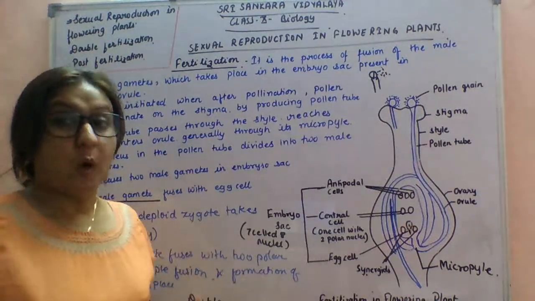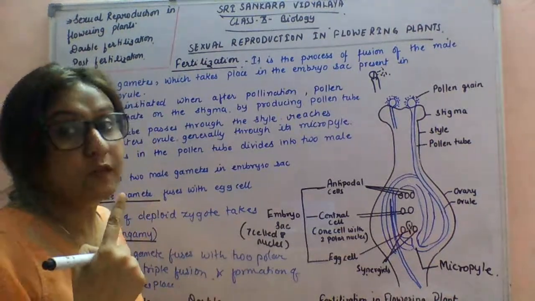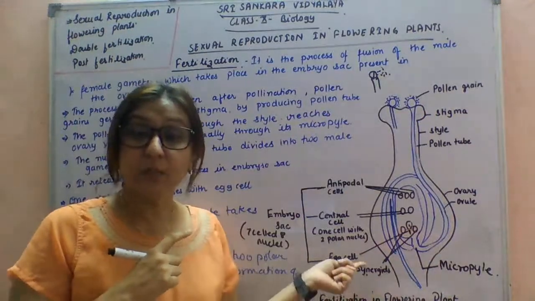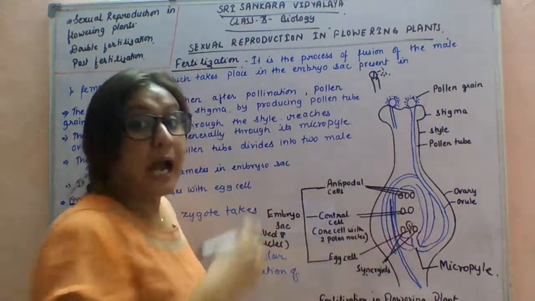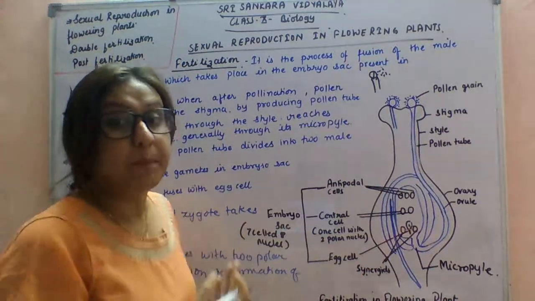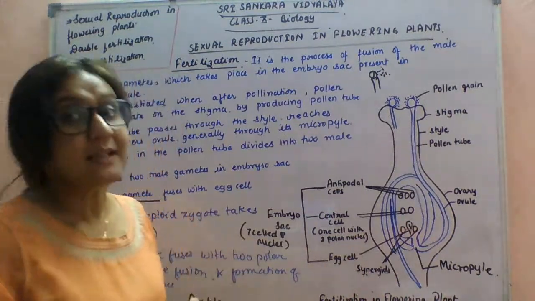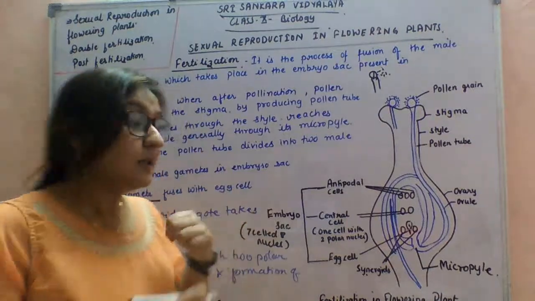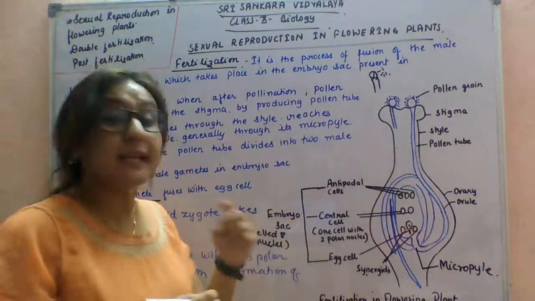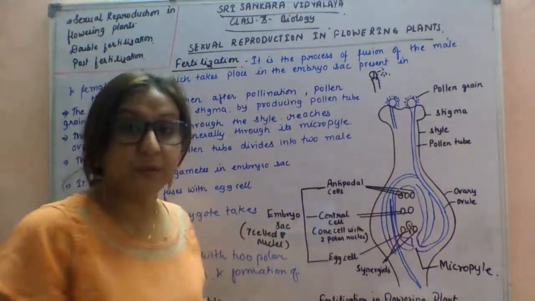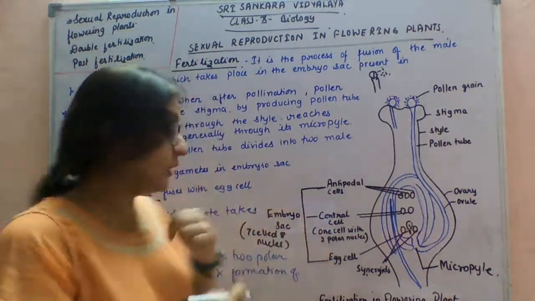This fusion is called syngamy. When the two male gametes are released, one of them fuses with the egg cell and forms the diploid zygote, which later develops into the embryo, and this process is called syngamy. And the second gamete fuses with the two polar nuclei, or you can say the central cell. This process is called triple fusion, because three nuclei are involved.